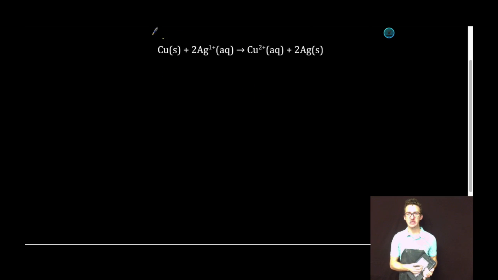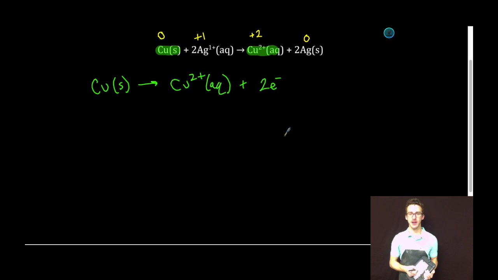I'm going to quickly assign some oxidation states. Easy enough because they're either neutral atoms or monatomic ions. Let's take a look at copper. It goes from the 0 to +2 oxidation state, indicating that it's been oxidized. Boom. Oxidation half reaction. Scope out silver. It goes from the +1 to 0 oxidation state, indicating it's been reduced.